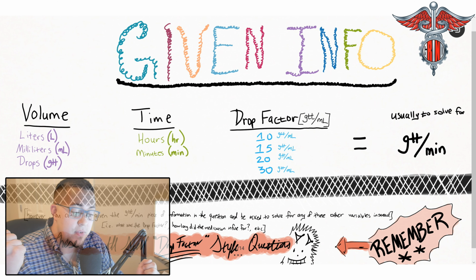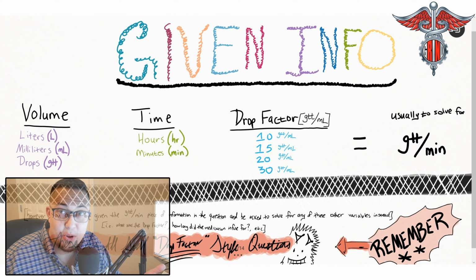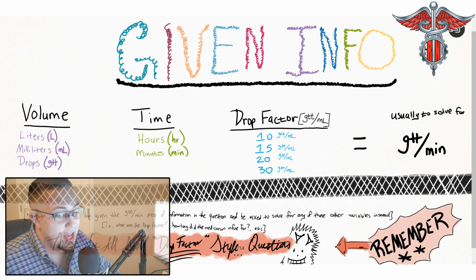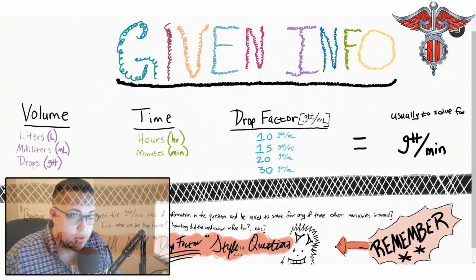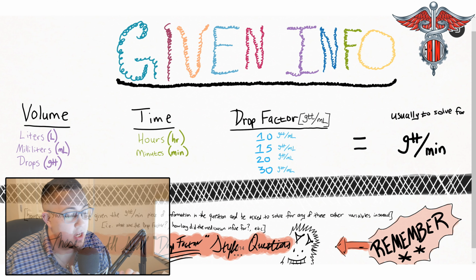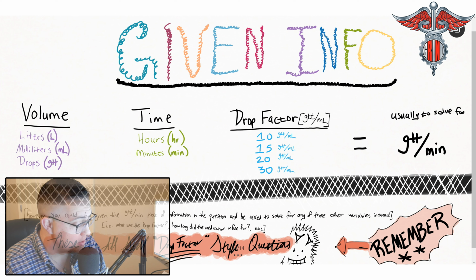Then you're going to be given a drop factor. Now, what is a drop factor? We don't know what that is yet, right? Next slide. But it's going to be in drops per mil. So we're talking about drops per mil, and it could be 10, 15, 20 drops per mil, 30 drops per mil, etc. We're going to get to that. But I want you to bear this in the back of your mind.